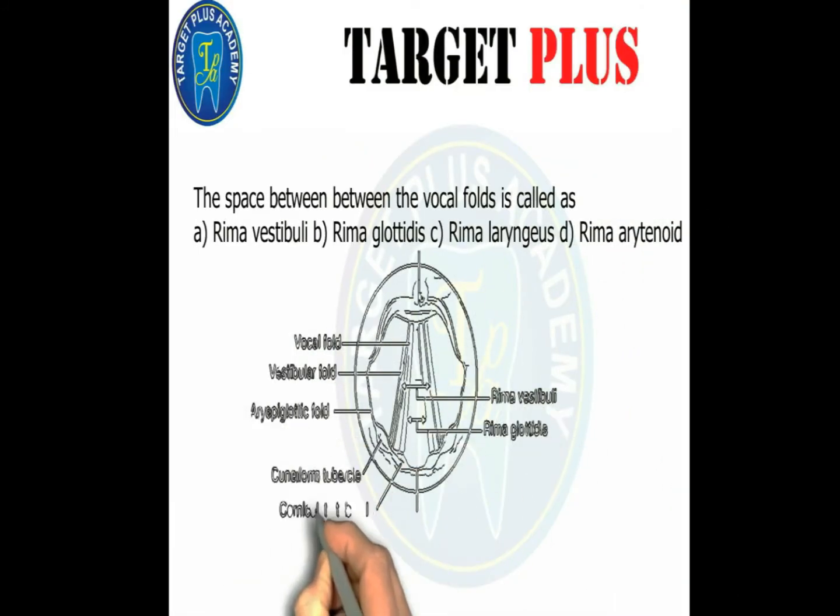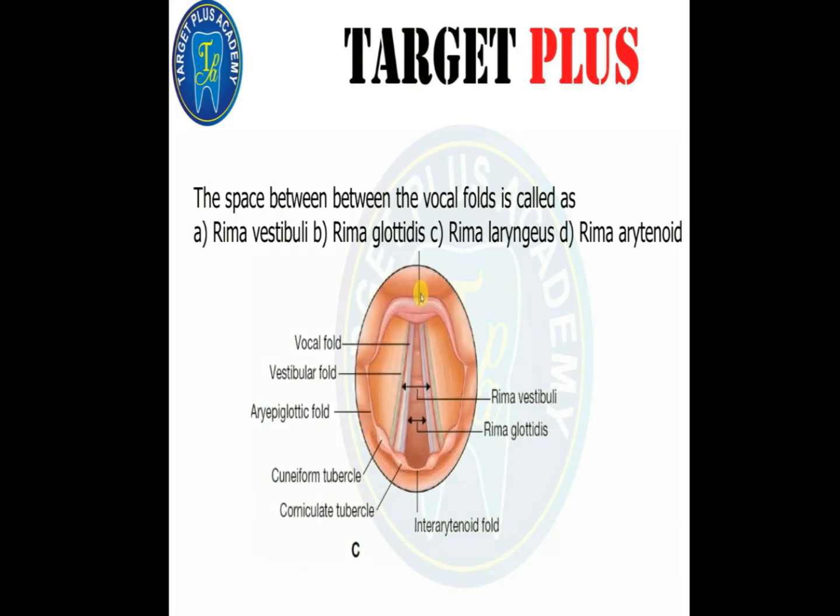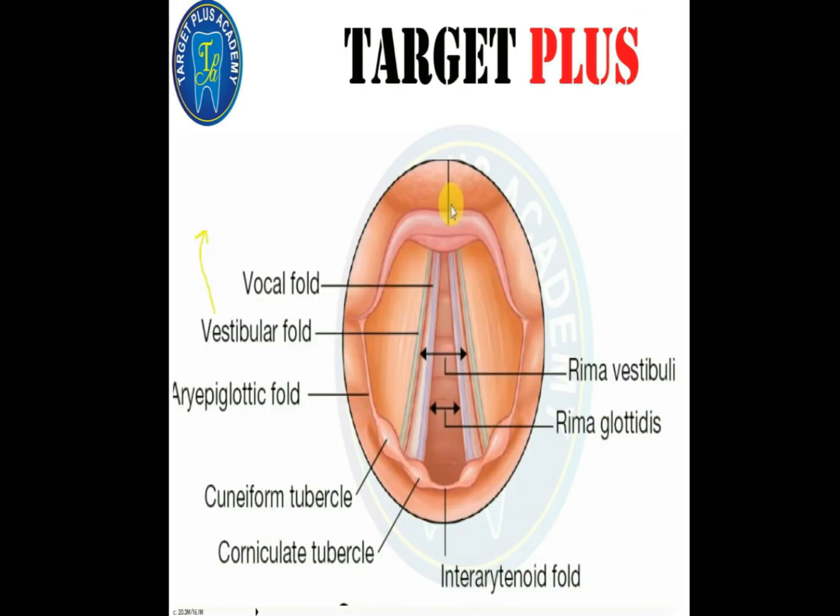The space between the vocal cords is known as the rima glottis. Now remember, within the cavity of the larynx there are 2 folds of mucous membrane on each side. The upper fold is the vestibular fold and the lower is the vocal fold. The space between the left and right vestibular folds is the rima vestibuli, whereas the space between the vocal folds is the rima glottis. So your answer will be rima glottis.